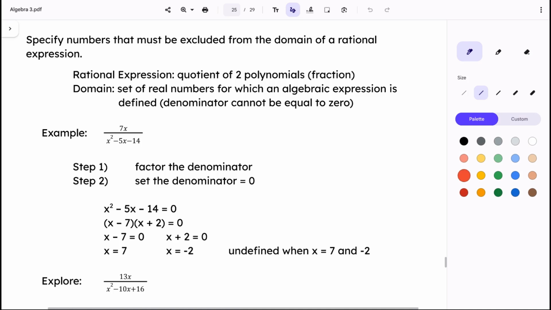Just a reminder, for any fraction, the denominator can never be equal to 0, no matter what. That's what causes it to become undefined. Because if you have a calculator and you try to divide by 0, your calculator won't do it. It'll give you an error message because it's impossible to divide by 0.